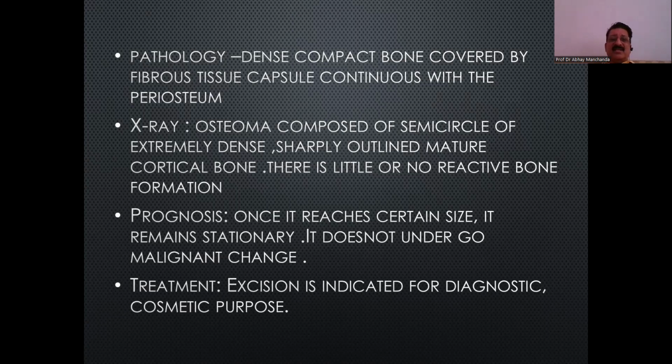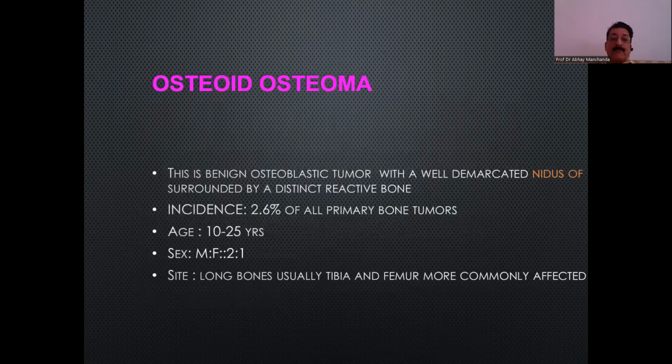Treatment is excision only for diagnostic or cosmetic purpose, but actually, since it hardly ever gets malignant, there is no absolute indication to remove it. Second important benign tumor is osteoid osteoma. This is a benign osteoblastic tumor with a well-demarcated nidus of soft tissue, which is surrounded by a distinct reactive bone.